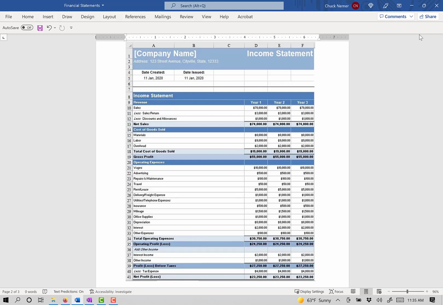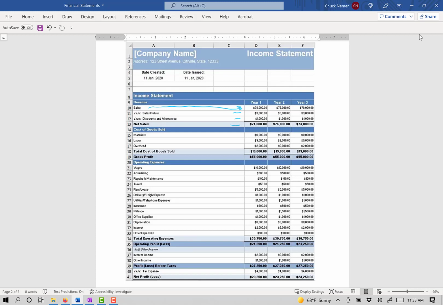Revenue is your sales. So we see right here for this year, we sold $78,000. And of course, there's always some returns or allowances. So this company for the year had sales of $74,000.